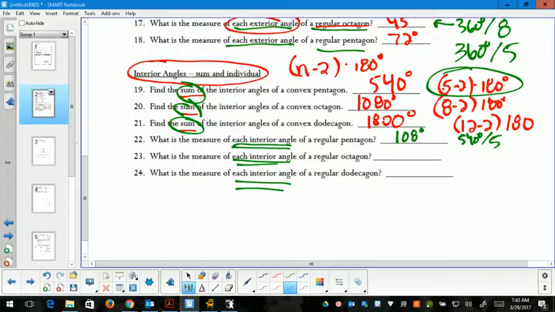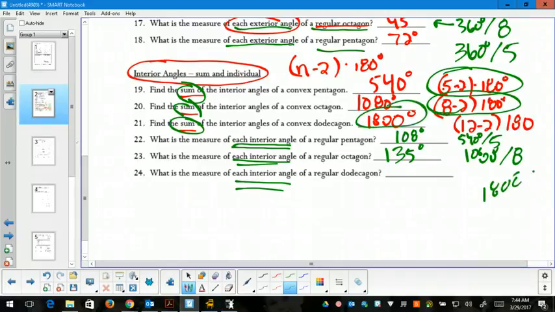And then for the regular octagon, again, I would go through the process saying, okay, well, what's the sum first? Oh, here's how I get the sum. There it is, 1080. And I would divide it by 8, 135. And then for the regular dodecagon, again, I'd repeat this process and then divide by 12, 1800 over 12, 150. And that's how I would get those answers. Any questions on those? But it comes back to remembering how to find the sum.